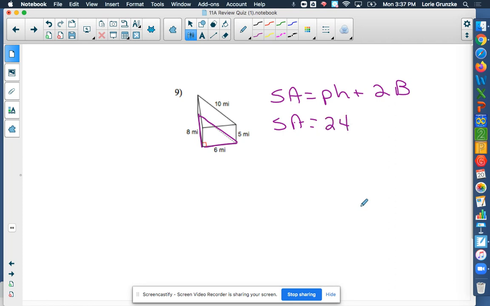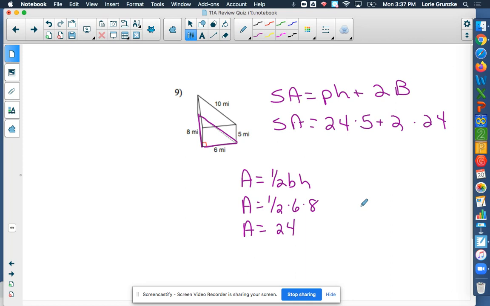Now the height is the distance between the 2 triangles. That's the 5. A 2 is a 2. Area of a triangle, because that's big B, the area of the base, is 1/2 base times height. The base of this triangle, you're going to use the 6 and the 8 because they are 90 degrees apart from each other. And you're going to get 24 because half of 6 is 3. 3 times 8 is 24.